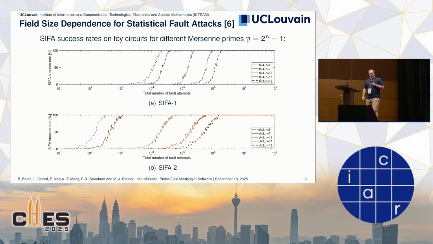Similar story for fault attacks, so statistical ineffective fault attacks. That is from a paper from last year's CHES, where we can see on the top SIFA 1 and on the bottom SIFA 2 results, where we have the SIFA success rate over the total number of fault attempts, also on a log scale. And the leftmost graph is always for n equals 5, so 5-bit elements, and the rightmost graph for n equals 19. And we can see that growing the field size gives us significant advantages in security.